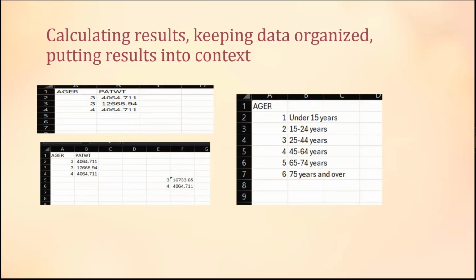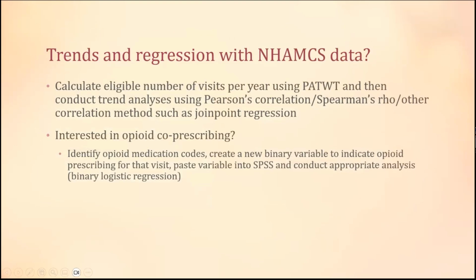And then use your appropriate regression analyses or correlation analyses, such as Pearson's rho or Pearson's correlation or Spearman's rho, to determine if there's just a linear trend over time. But if you're trying to adjust for things such as age, race, etc., you have to make sure your data is in the appropriate formats and then run the appropriate regression analysis using these variables.